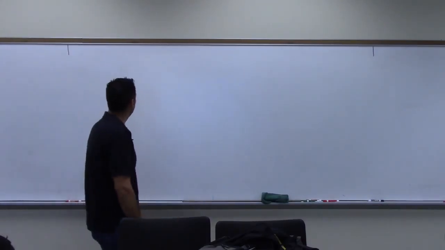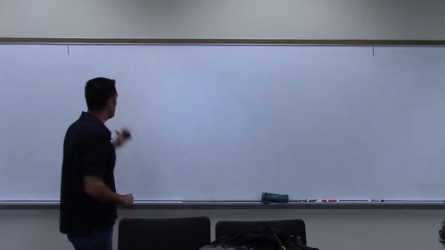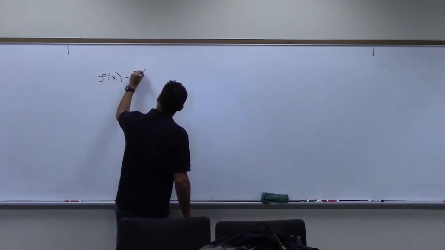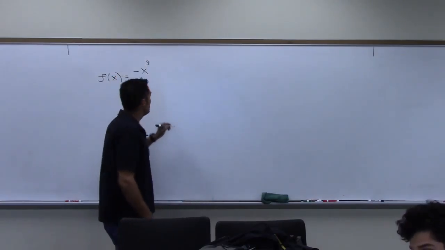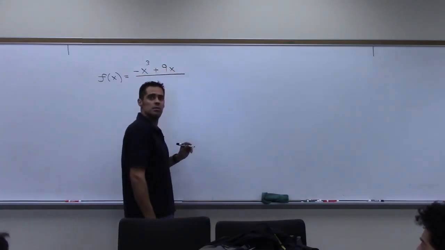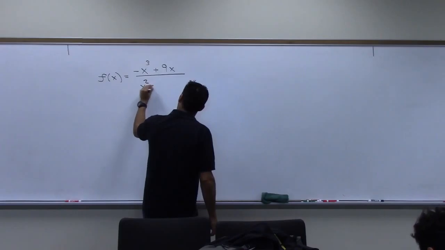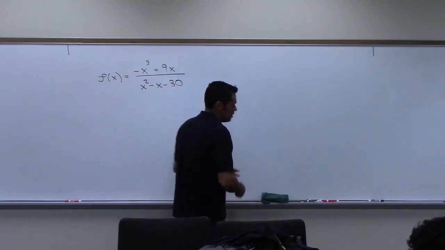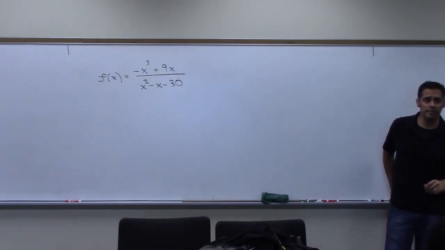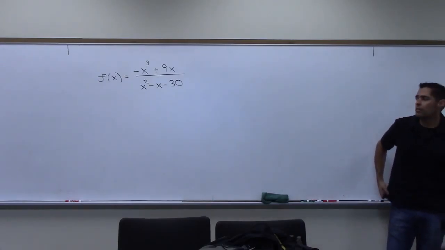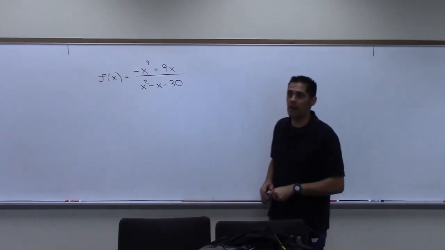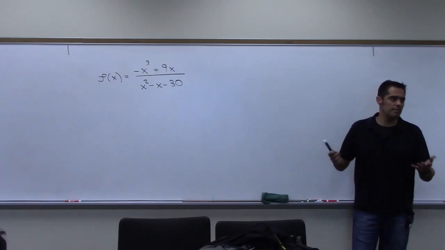So let's take a look at this one up here. F of x is negative x cubed plus 9x over x squared minus x minus 30. So remember that the goal here is to graph this rational function, right? And what would be your first step? Factor everything out, right? Make sure you have a rational function and then factor.